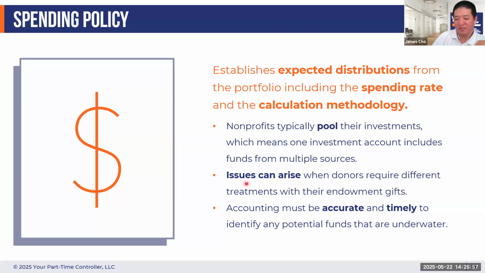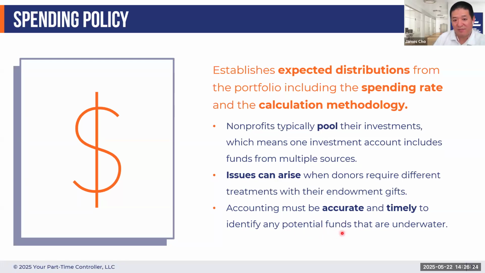If one of the donors says, I would like you to only take 2%, then you cannot apply that 5% to that one donor who is a 2%, right? So now you have uneven allocations. It's not pro rata anymore. That's where things need to be really monitored, making sure you're calculating everything correctly. And that's where good accounting comes in.